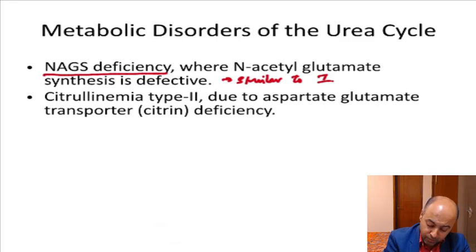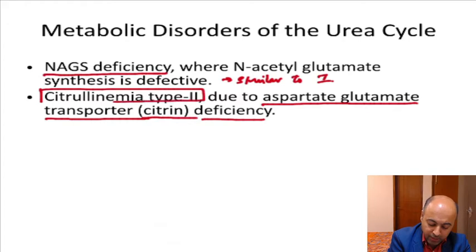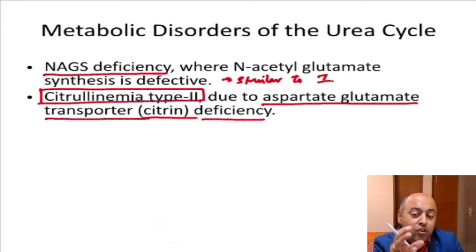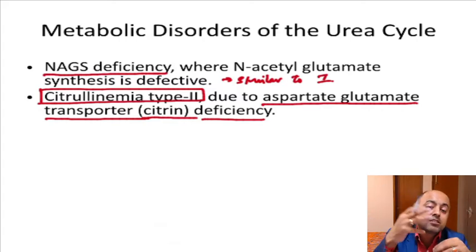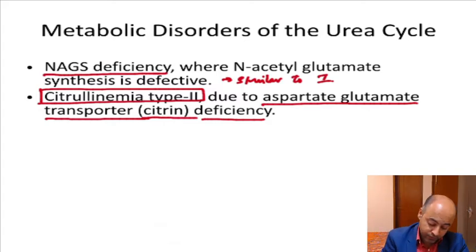If there is a problem in the transport of aspartate, I told you the transporter is the aspartate glutamate transporter, then we get citrullinemia type 2. Why? Because aspartate will not be available to combine with the citrulline which has been formed. So the citrulline will start accumulating and it will cause citrullinemia type 2.